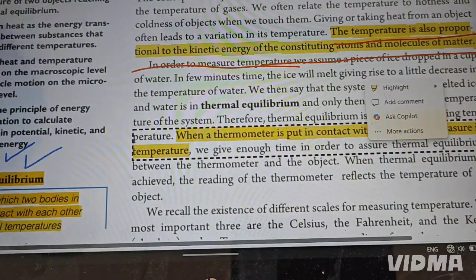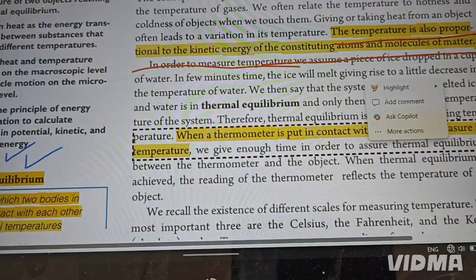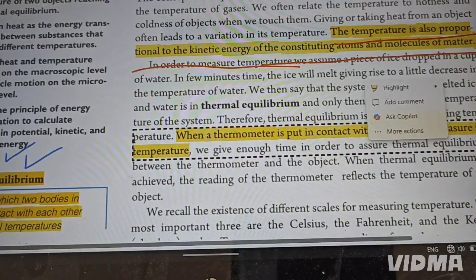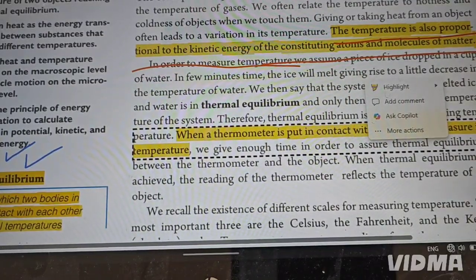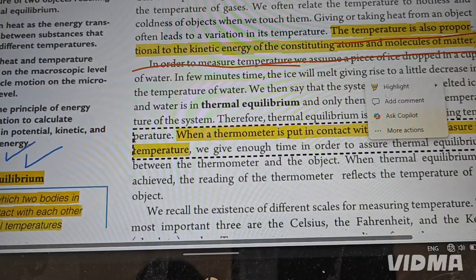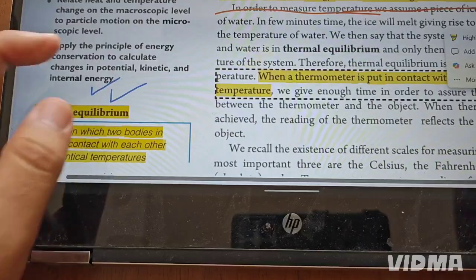When we have two objects and they have different temperatures, there is energy transferring between them, from the higher temperature to the lower temperature. But if both objects have the same temperature, meaning they are at equilibrium temperature and identical, then there is no energy transfer. This is called thermal equilibrium.